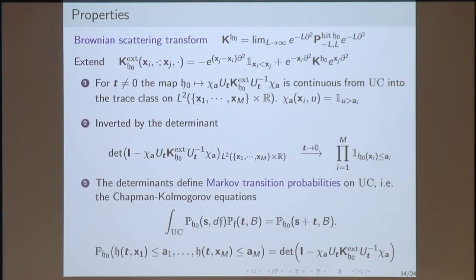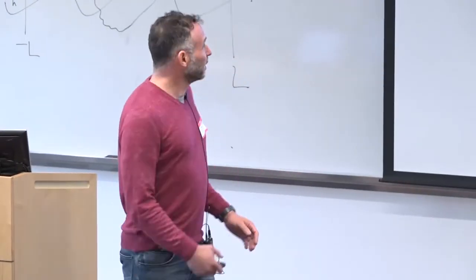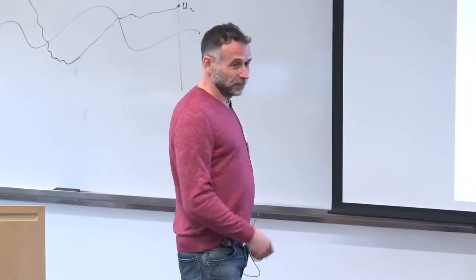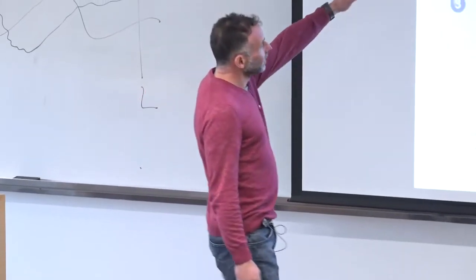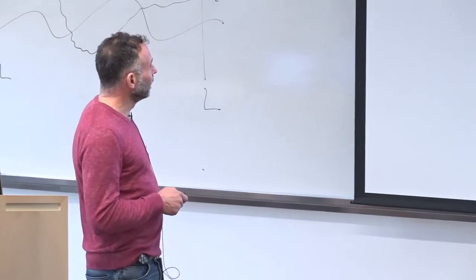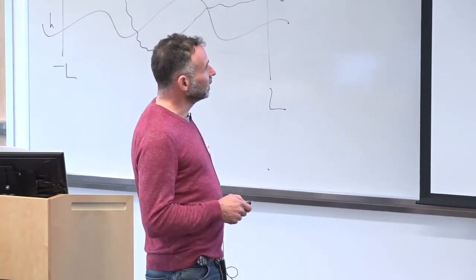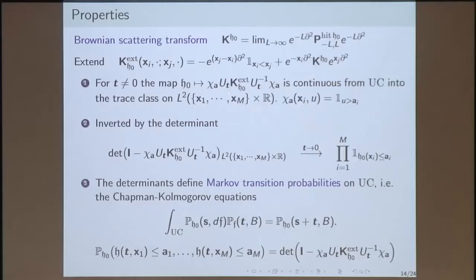Okay, so here's the theorem. This is all completely rigorous. If you asked me before we did this whether any of this could be true, I would have said it's impossible. But all of these things are just proved by taking limits from an exact formula for TASEP. So it's not nearly as hard to prove as you think. For any t not equal to 0, the map from UC into this thing is continuous. It's continuous from UC into the trace class.